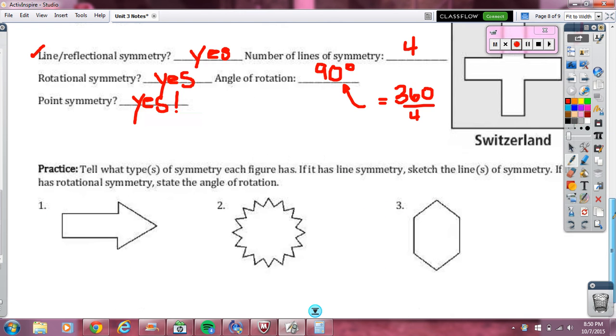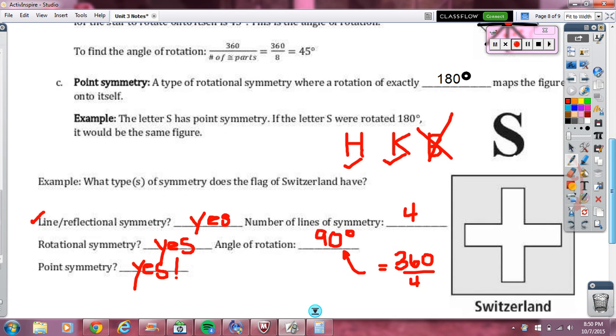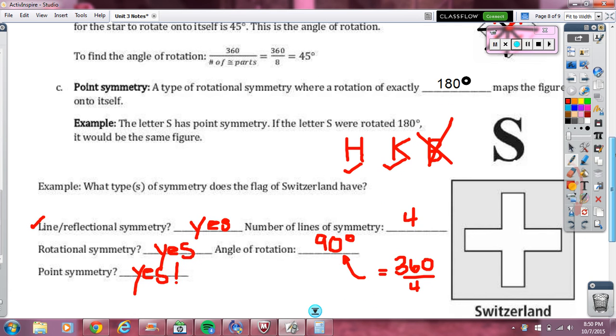So we've got some practice down there. You can try it out now if you want, or if you want to save it for class, you're now just done with your notes.